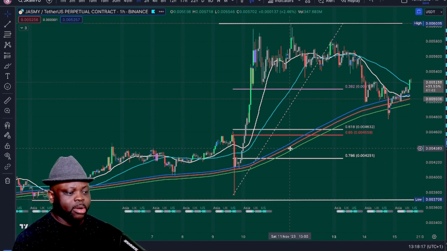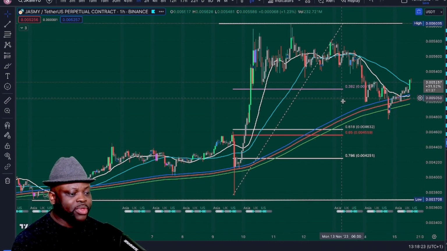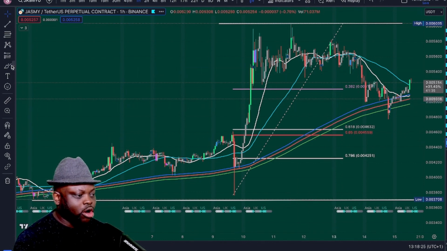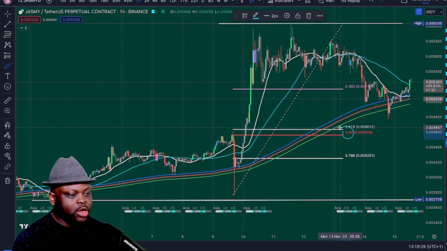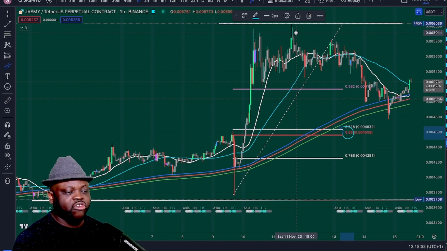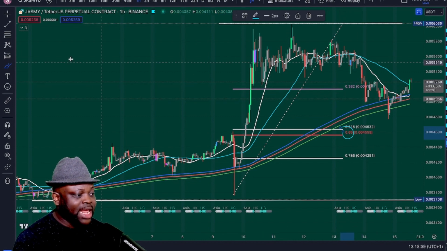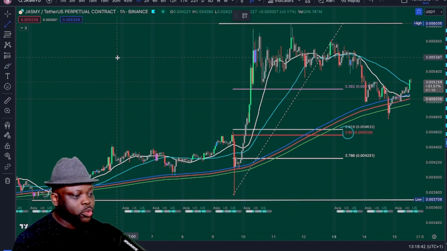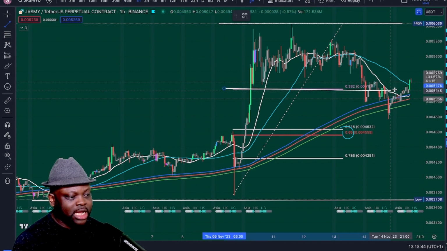But the idea here is for you to look for an area where it's comfortable for you to buy. Now this zone here, we call it the golden pocket. If, for example, we have seen this upward movement, like price moving to the upside, and we saw this retracement, this area would have been an area of value. You wait for price to come to this area, to retrace to this area.